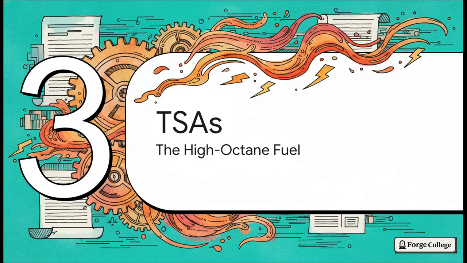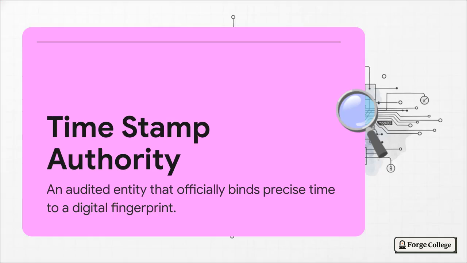Now, who is doing this signing? Let's move to Section 3, Timestamp Authorities. A timestamp authority, or TSA, is a recognized, heavily audited entity that officially binds that precise time to your digital fingerprint. Think of a TSA as basically a digital notary public, but one that operates a pristine, universally trusted atomic clock. When they sign your token, you aren't just taking some guy's word for it. You are relying on a deeply audited, highly regulated piece of infrastructure.